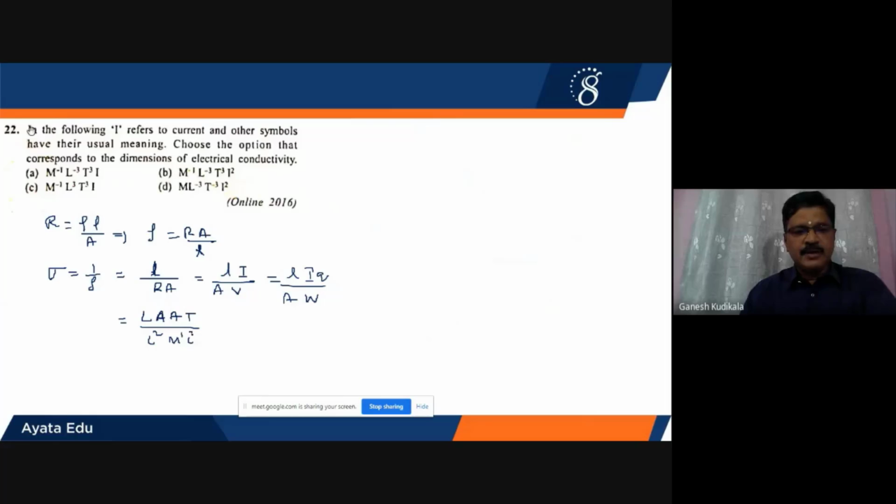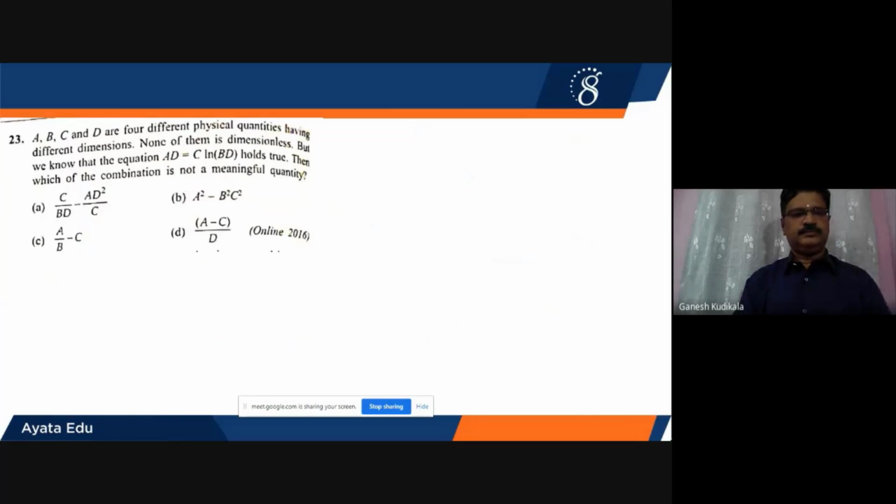Work done is M1 L2 T to the power minus 2. On simplifying, M to the power of minus 1, L to the power of 1 minus 4 becomes minus 3, T to the power of 1 plus 2 becomes 3, and A to the power of 2. Therefore, minus 1, minus 3, 3, and A square. Therefore, it is your second option. It's quite interesting, children.